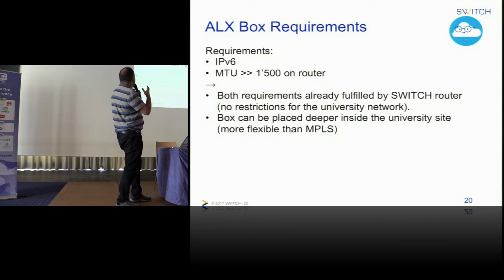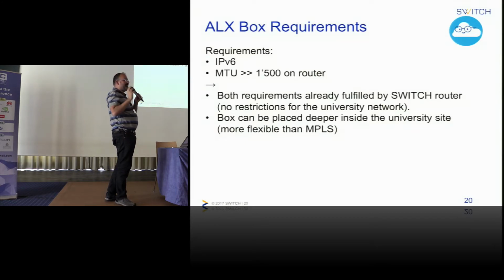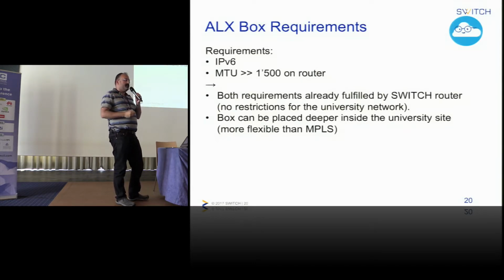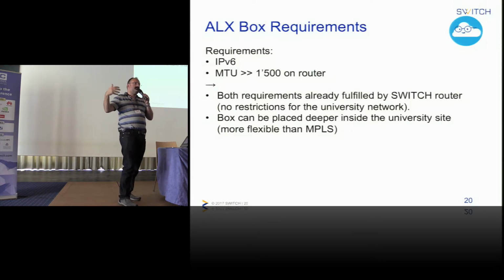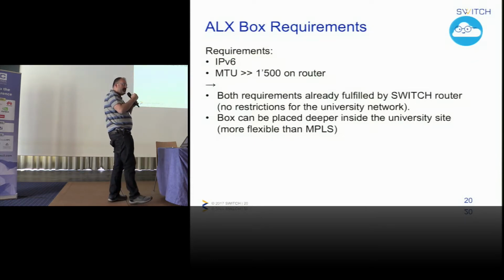Here we say that this can be placed deeper inside the university. What I mean is that you can have a setup where the box is connected directly to the switch router, so completely independent from the internet access of the university. Or you can have a setup where you have the box installed in the rack of your lab. So even independently, you don't have to coordinate with the networking team at the university, you just need an IPv6 address where to terminate this tunnel.